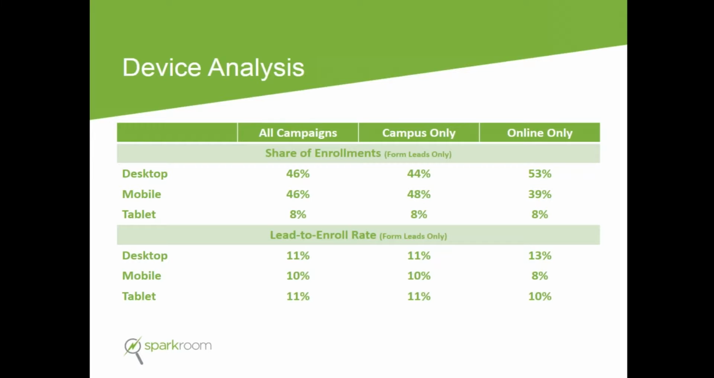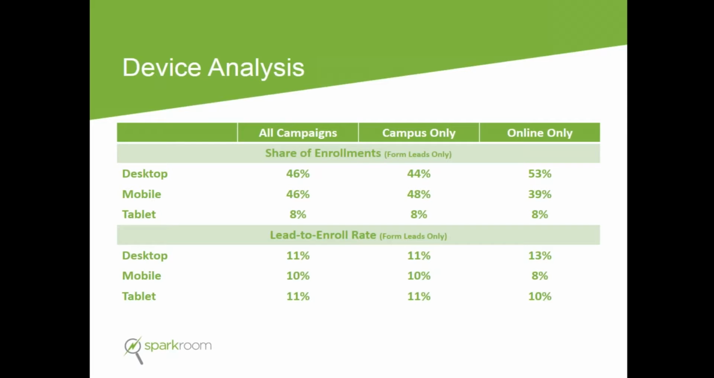So moving on to the enrollments and enrollment rates by device. Looking at all campaigns combined, the percentage of enrollments is split, with 46% each from desktop computers and mobile devices. And the desktop enroll rate is slightly higher at 11% over mobile at 10%.